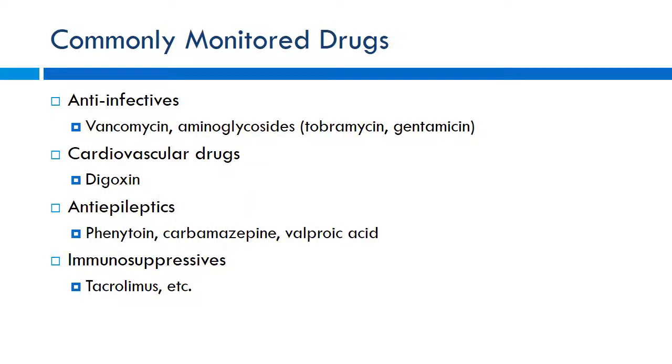Some of the drugs that we commonly do therapeutic drug monitoring on are things like vancomycin and the aminoglycosides. Those are very good gram-negative killers. It's not uncommon to have a patient on vancomycin and something like gentamicin at the same time, especially when we're talking about empiric coverage for an infection, which we haven't talked about too much in antibiotics. Do you guys know what empiric coverage means?